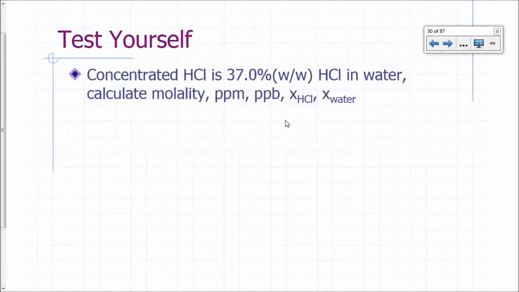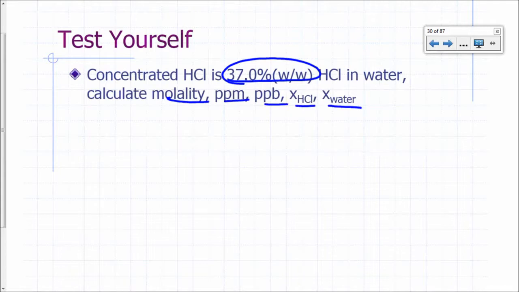Here's one. This one is converting units within type 2. So from mass percent or percent by weight, you want to calculate molality, parts per million, parts per billion, mole fraction of HCl, and mole fraction of water.